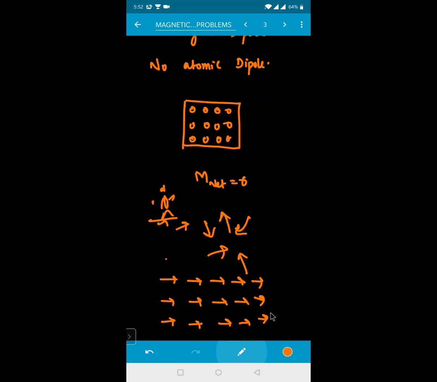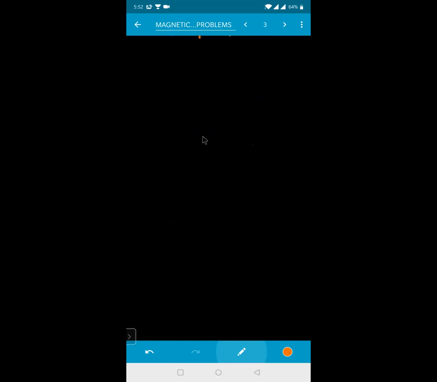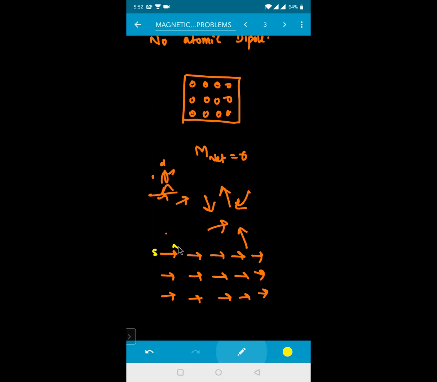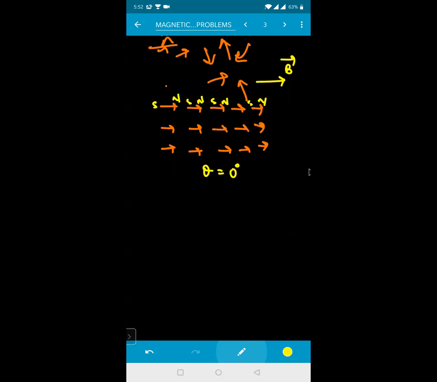So that's what I tell you, that whenever an external magnetic field has been applied across any material, the atomic dipoles in the material will align themselves. That means the angle between the north and south poles will be how much? South pole, north pole, south pole, north pole, south pole, north pole. So theta will be equal to 0 degrees, along the direction of the field. This is also the field B, and the magnetic dipoles are also in the same direction, isn't it? That means H is in this direction and the magnetic moment is also in this direction.